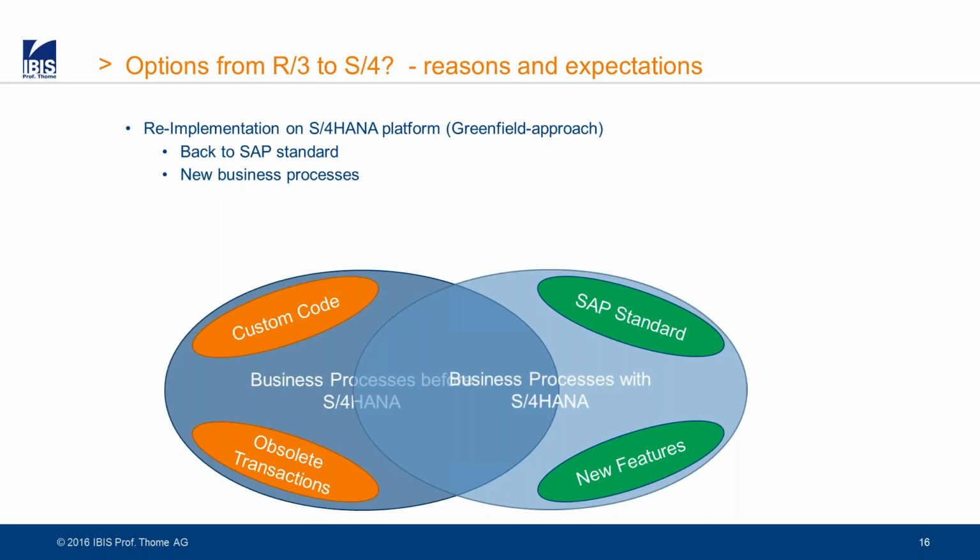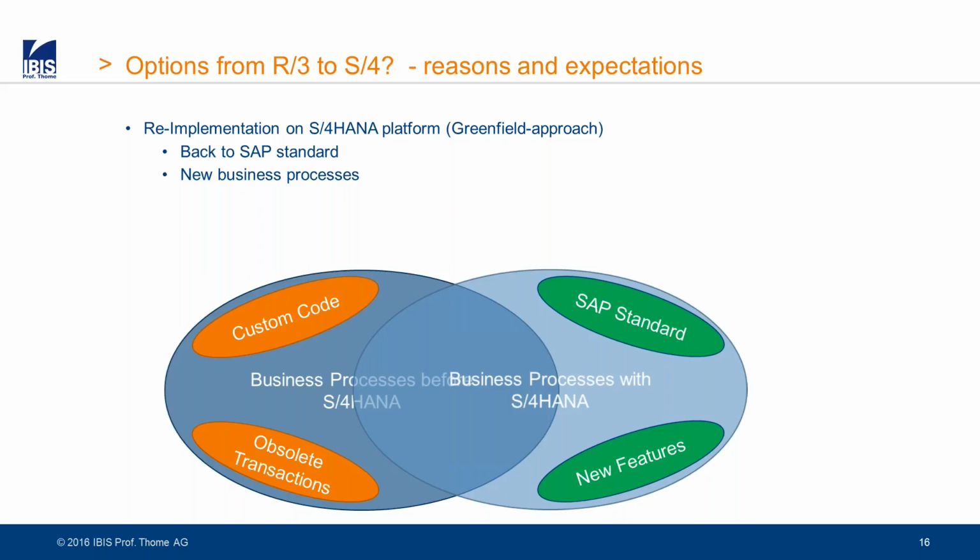Then you may have a lot of obsolete transactions because in the past you only made technical upgrades and not functional upgrades. So you still use old solutions which will be discontinued in the future. On the other hand, if you're trying to go to SAP standard, you may even use new features like Fiori apps from scratch, and also functionality which was previously in SCM, CRM or SRM. So the more these two processes, before and after, are different, the more you should look into the greenfield approach.